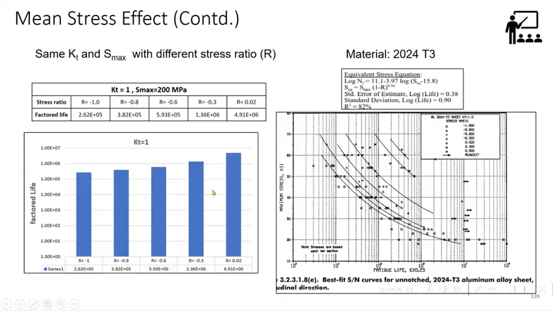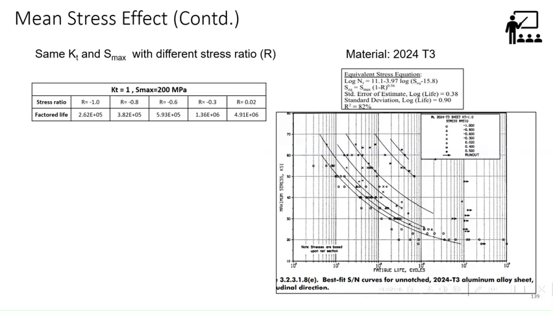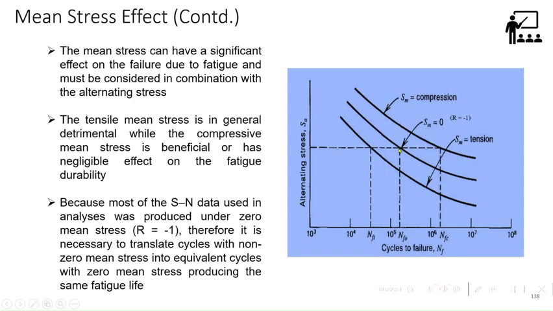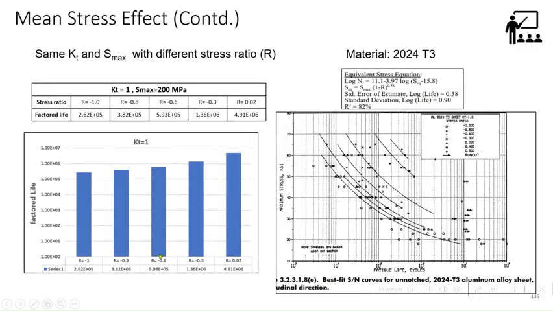What did you see in the previous slide? We saw that at positive stress ratio, positive mean stress has a detrimental effect, right? Here, the more positive R or mean stress, your life is decreasing, right? But here what do you see? Of course, we are going from negative to positive, increasing R. But what the life shows is increasing. So it's contradictory, right?